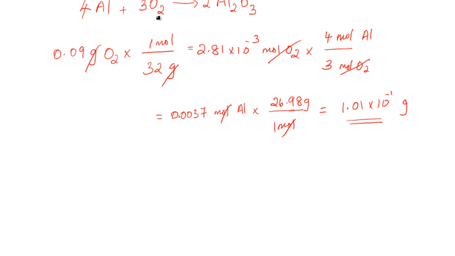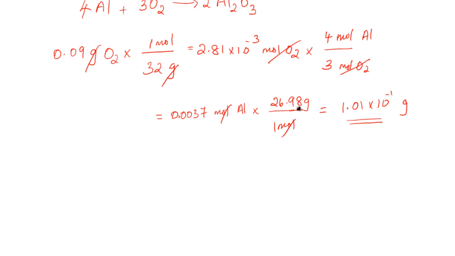So from grams of oxygen, again same steps we are doing, guys. From grams of oxygen we found moles of oxygen. Once you get the moles of oxygen, use the mole ratio. You are looking for aluminum, so that goes on the top, and you have oxygen, so that goes on the bottom. Then finally convert the moles of aluminum to mass of aluminum.